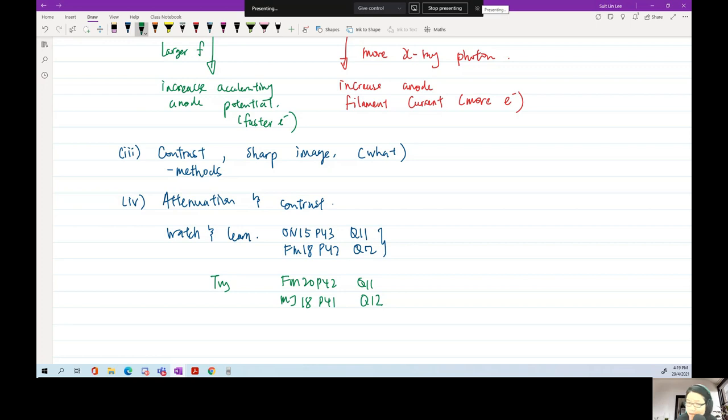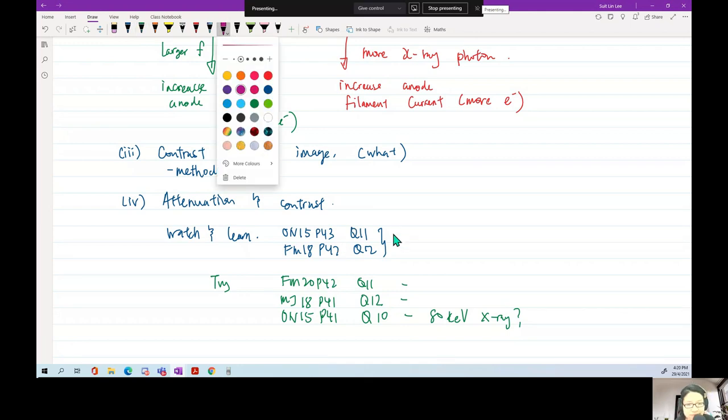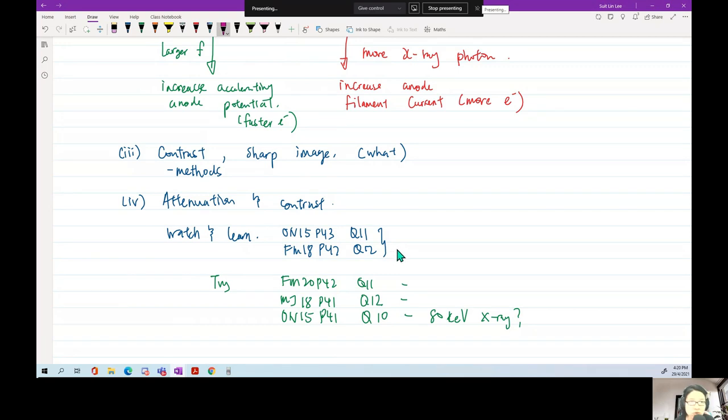This one is slightly anomalous because it talks about the accelerating voltage and attenuation. Go try. This one is 80 kilo electron volt X-ray. Go try, review the mark scheme. You can learn on your own. You are good enough and able to learn on your own if you put in some effort. So watch and learn this, then go and try this. Three questions. So that's X-ray.